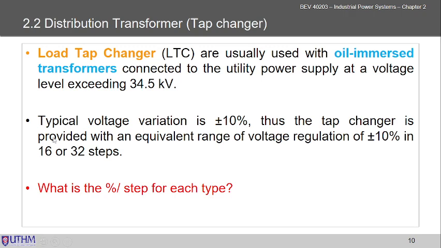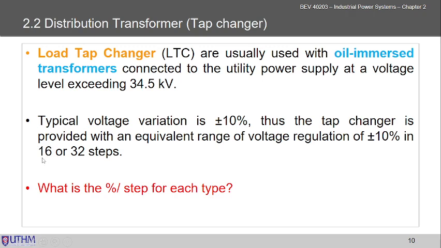And here you have one example. The variation of the voltage, as I told you just now, is plus minus 10%. So that's why the tap changer is provided to adjust the voltage regulation of plus minus 10% in either 16 or 32 steps. So this is for the load tap changer. Previously it was the off-circuit tap changer. So this is the load tap changer.